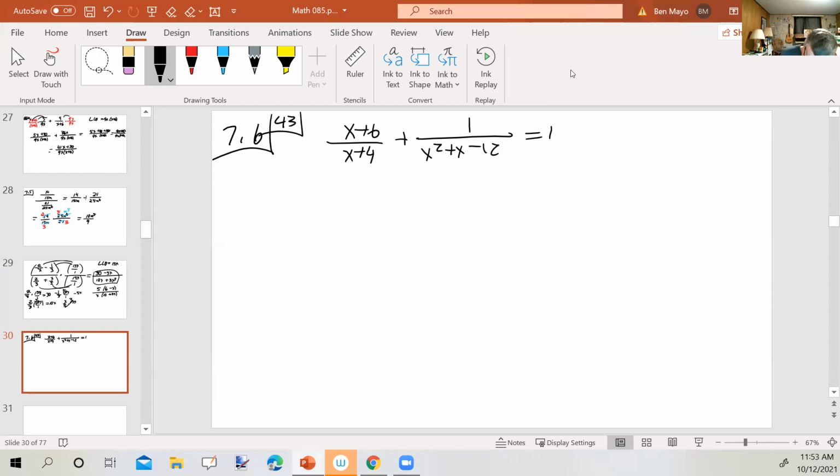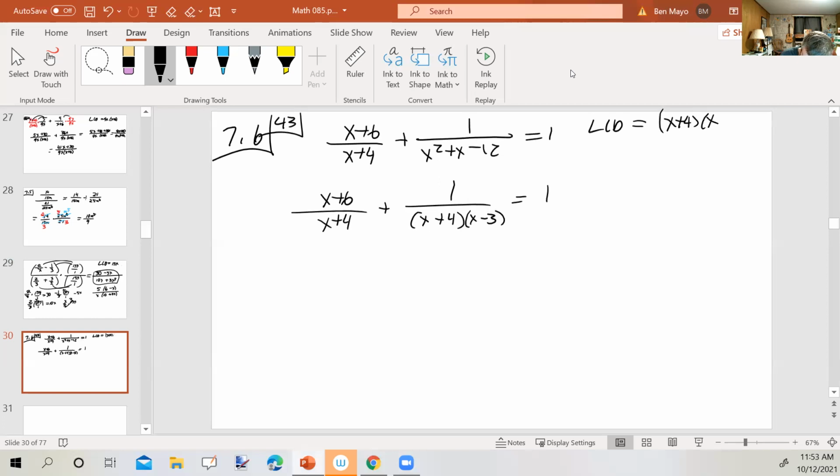Okay, so this is the same thing as x plus 6 over x plus 4 plus 1 over, let's see, (x plus 4)(x minus 3) equals 1. So the LCD is (x plus 4) times (x minus 3). Okay, so I'm going to multiply both sides by the LCD.